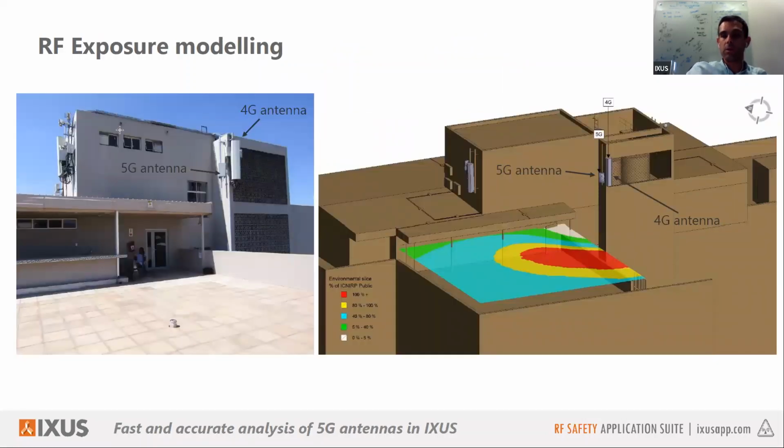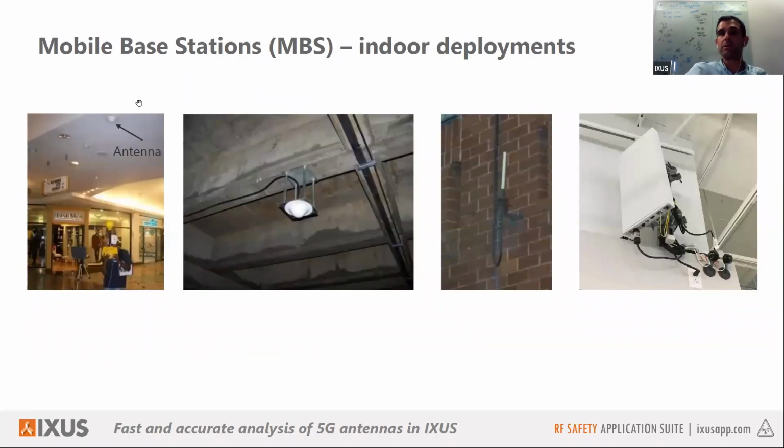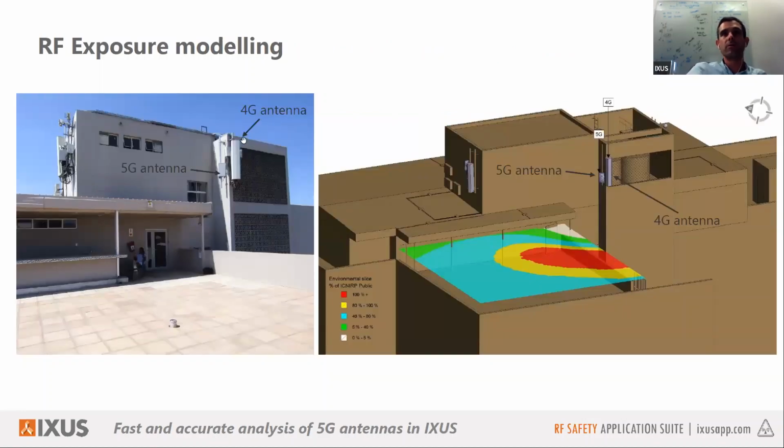Here is an example where I just take one of these environments. It's a rooftop where we have a 4G antenna deployed with a 5G system, where we've just modeled this roof environment and then calculated the fields on this environmental slice, as we call it. It's in the IXUS standard, but obviously we also support other standards like FCC and so on.